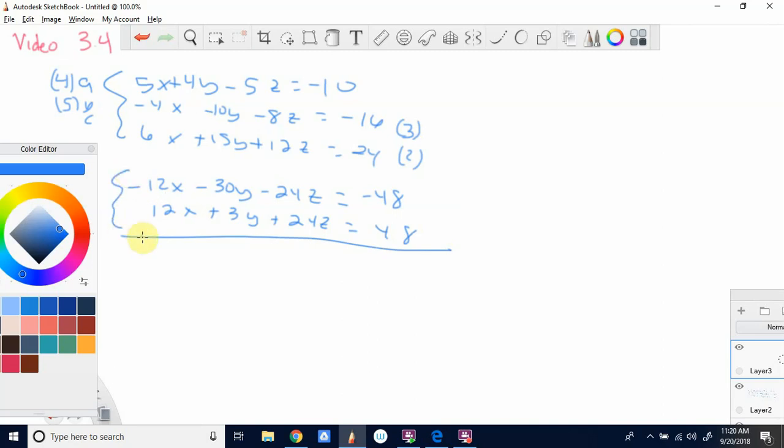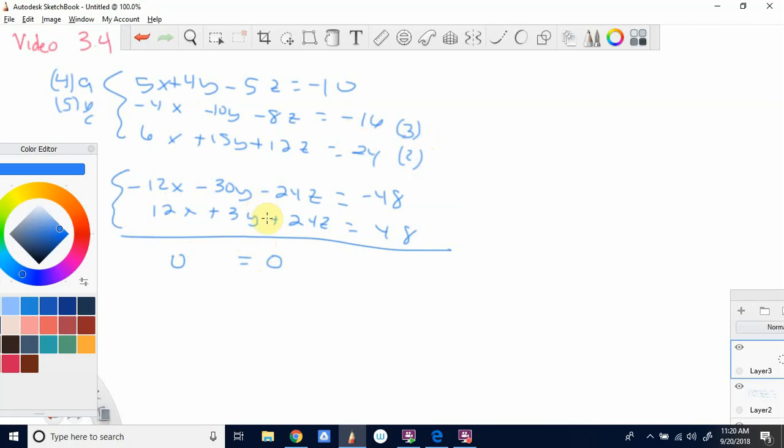Okay, so these are our new equations. We use equation B and C, and we multiply B by 3 and C by 2. Now let's add them. So we get 0 equals 0. It's a true statement. So that means they're the same plane, so they have infinite solutions.